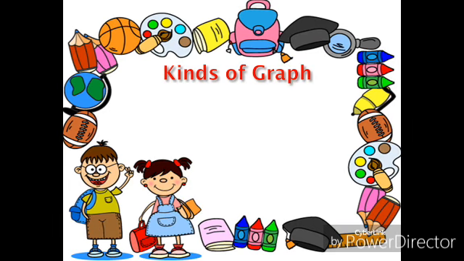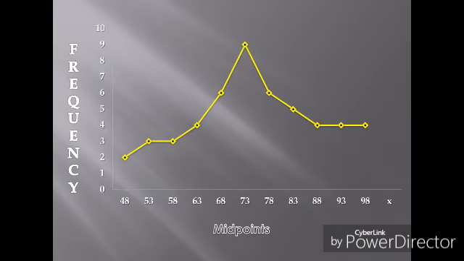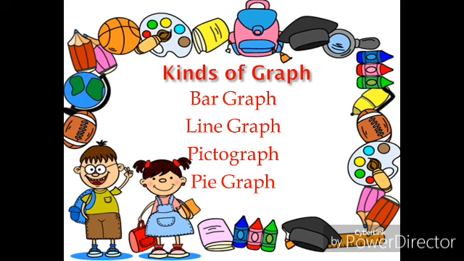In summary, we have four common graphs that we can use to present our frequency distribution. They are the bar graph, line graph, pictograph, and pie graph. All graphs have their unique way to present data. It's up to you, Dionites, what graphs you want to use as long as you can present your data with flying colors.